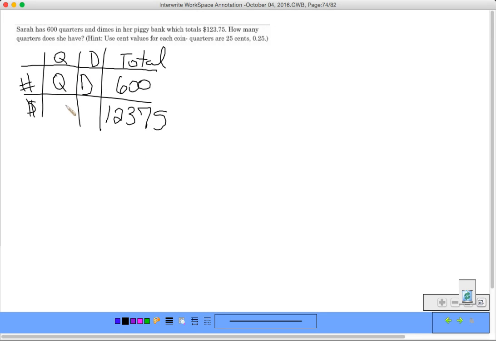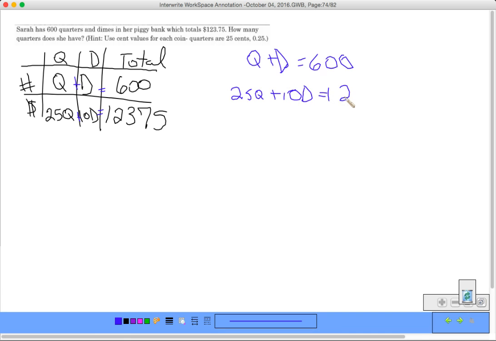Now, a quarter is worth 25 cents. So to write how much money I have in quarters, I'm going to write 25Q. To write how much I have in dimes, I'm going to put 10D. Which makes my two equations where we put plus signs in between and equal at the end. So we have Q plus D equals 600 and 25Q plus 10D equals 123.75.